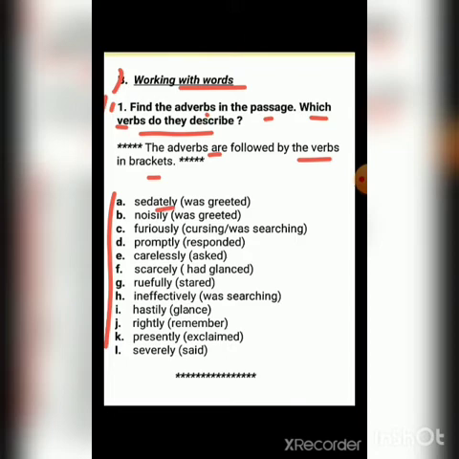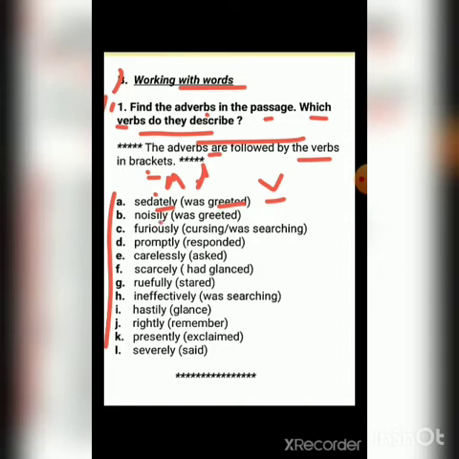Sedately was greeted. Sedately का मतलब है, क्या मतलब है sedately का? Slowly, ठीक है. तो slowly या quietly was greeted. अब the guests were sedately greeted, तो इसमें greeted verb हो जाएगा. So this is the verb, और ये हमारे पास adverb है, ठीक है. So adverbs are, इस लाइन में क्या लिखा है, adverbs are followed by the verbs in brackets. In brackets में हमने verbs लिखे हैं.